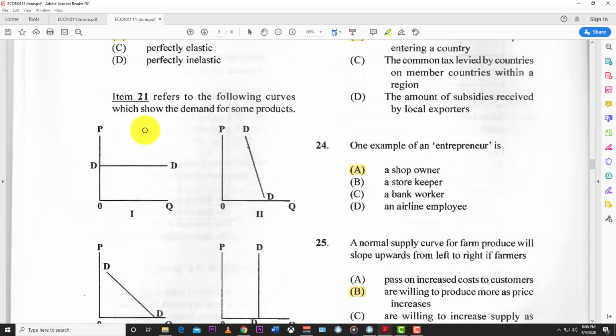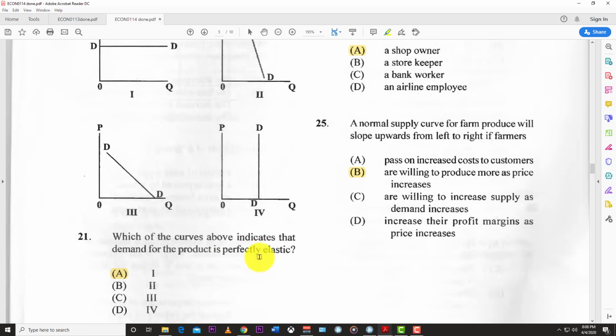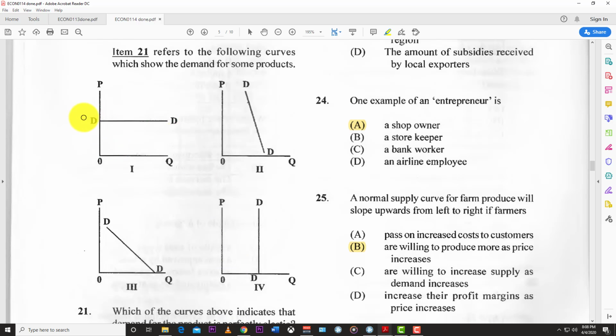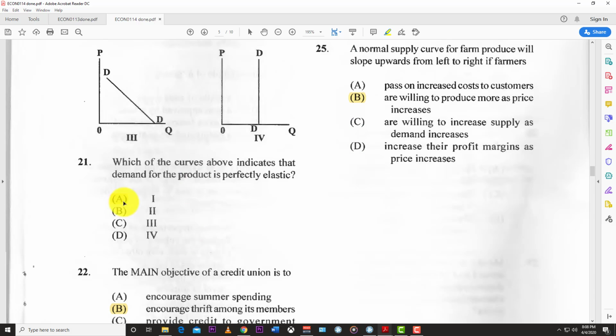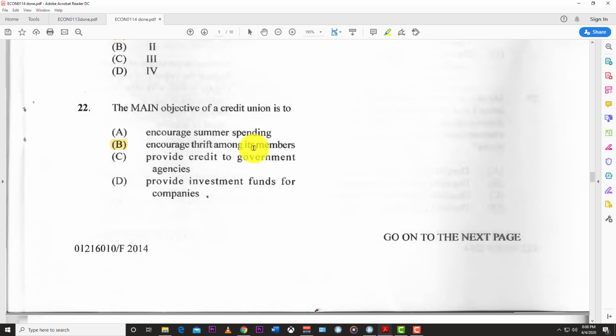Number 21 refers to the following curves which show the demand for products. Which of the following curves indicate demand for the product is perfectly elastic? Perfect elasticity would be indicated by this one straight across the horizontal, and so that's A. 22, the main objective of credit union is to, and the best answer is B, encourage thrift among its members, so encourage them to save, to be economical.